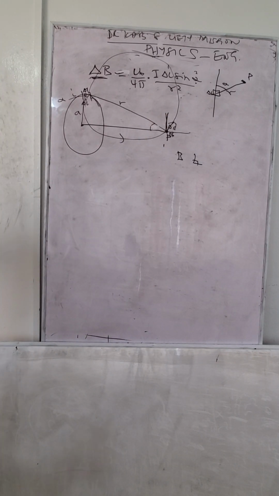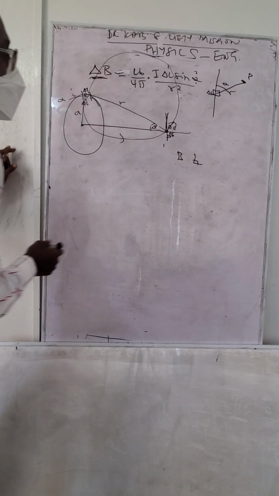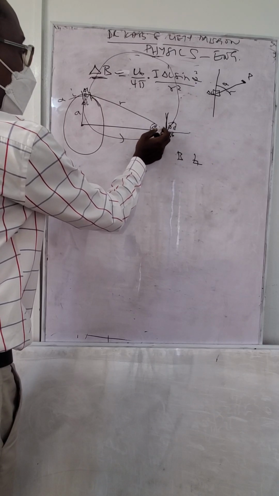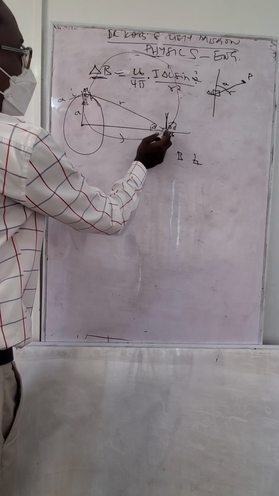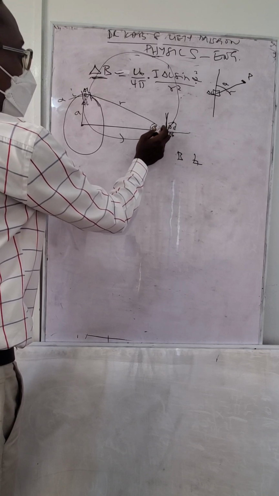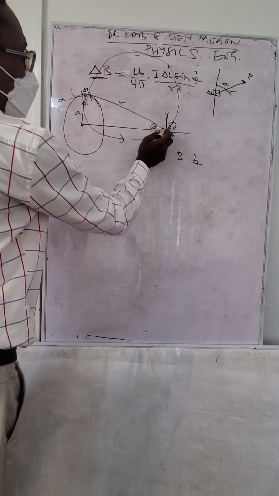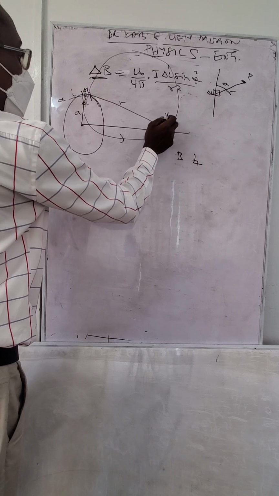Okay, let this angle be beta. If this angle is beta, then this angle is 90 degrees, so this will be 90 minus beta. Now remember, this is also 90 degrees. So if here is 90 minus beta and this is also 90 degrees, then here straight away will also be beta.